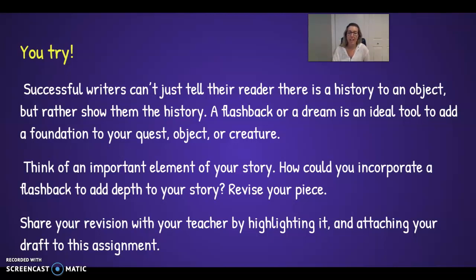Think of an important element of your story. Maybe it's a magical element. I would suggest using one of your magical elements. How could you incorporate a flashback to add depth to your story? You're going to go back to that part of your story where you talk about this magical element, and you're going to add a flashback into your story.